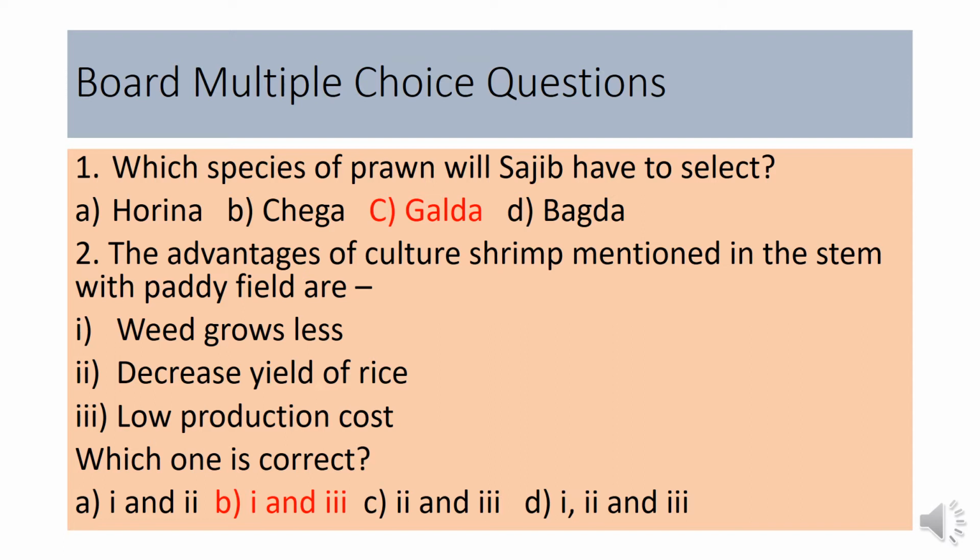The second question is: the advantages of culturing shrimp mentioned in the STEM with paddy fields are: first, weeds grow less, second, decreased yield of rice, and third, low production cost. But when shrimp is cultured with rice, that is integrated cultivation of shrimp with paddy, no yield of rice will be decreased. That's why the answer will be weeds grow less and low production cost, that is 1 and 3. The option is B.